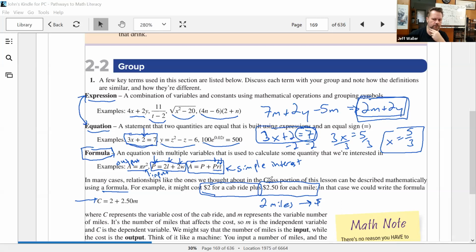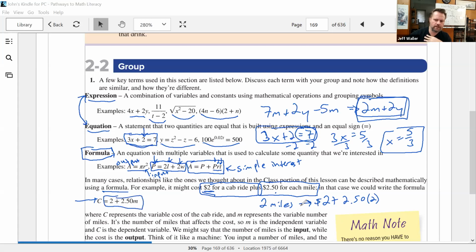2 miles would be how much for just that? $5. $5, right? 2 miles at $2.50 per mile, and then I have to pay on top of that just to get in the cab. $7. Yeah, $7. So what did we do? We did 2 plus 2.50 times 2. So you can see why that is the equation.